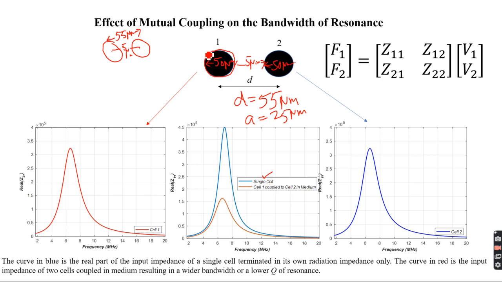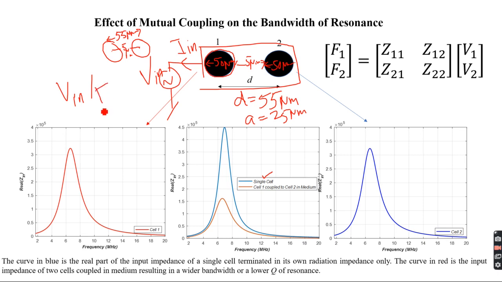If I consider this as a single element which has two cells, and I drive it with a harmonic signal, and draw a current In from the load, and this is Vin, then my Vin by In, Zin, for two cells is going to look something like this. You see, it's a wider Q. The resonance Q increases as compared to the Q of the single cell, which is about 4.5.